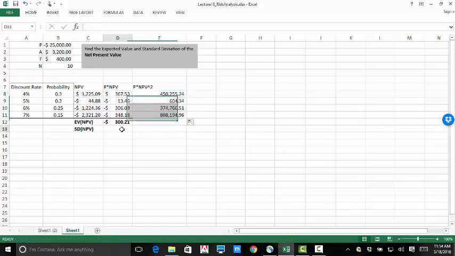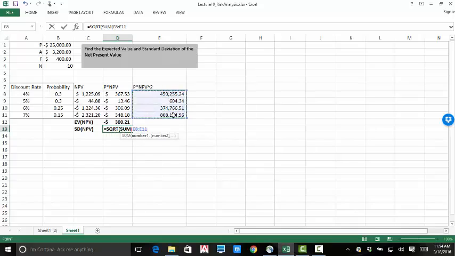So that's all of those, and then it's going to be equal to the square root of the sum of all of these minus this squared. Let's end our square root function and hit enter. So we get a standard deviation of $1,242.46. Our expected value is negative, so the project is likely to be negative.